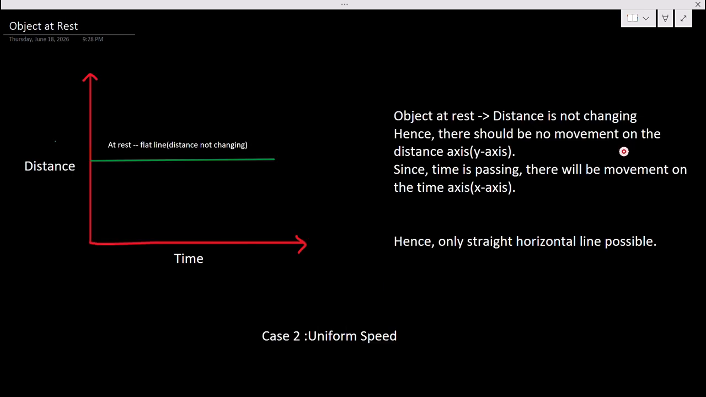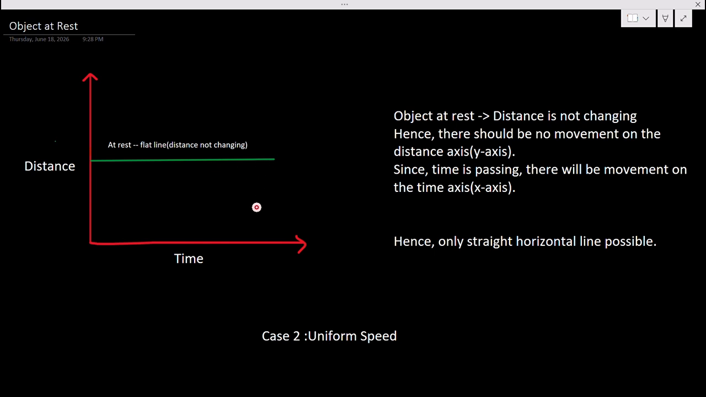So when the object is at rest, what does it mean? When the object is at rest, the distance is not changing, right? The object is not moving, so the distance is not changing, but the time is changing. So if we draw a graph, this is the y-axis and this is the x-axis. As we talked about earlier, time will come on the x-axis and the distance will come on the y-axis, right? Now the distance is not changing, which means the quantity on the y-axis is not changing. So there cannot be any movement on the y-axis, right? We cannot go up or down in this direction, but time is always changing, right? You cannot stop time. So time is moving in this direction.